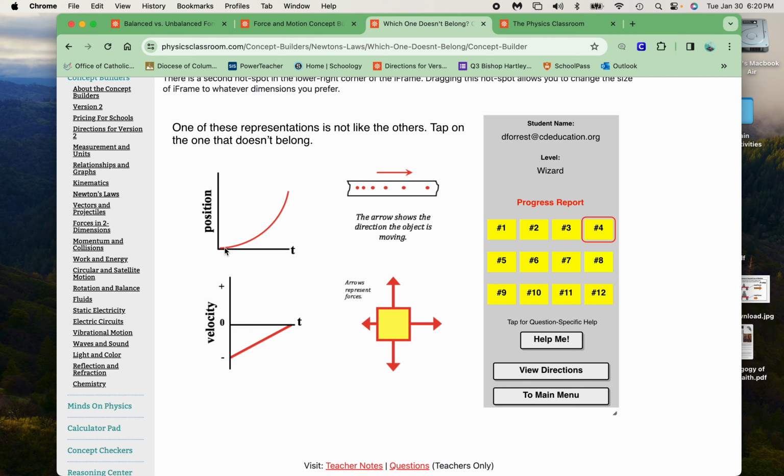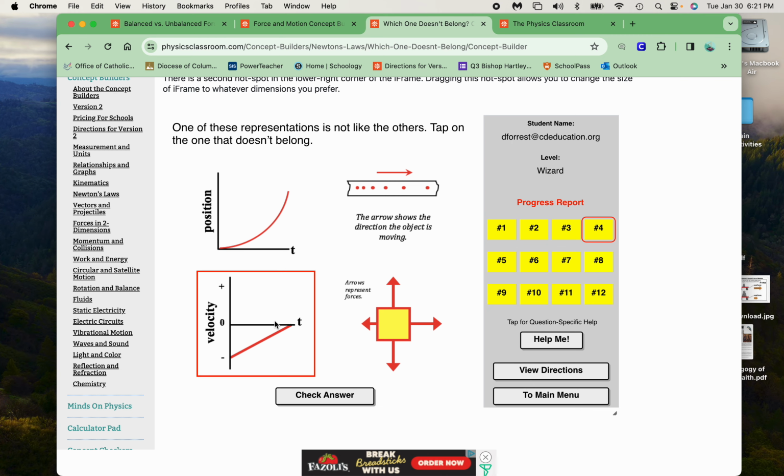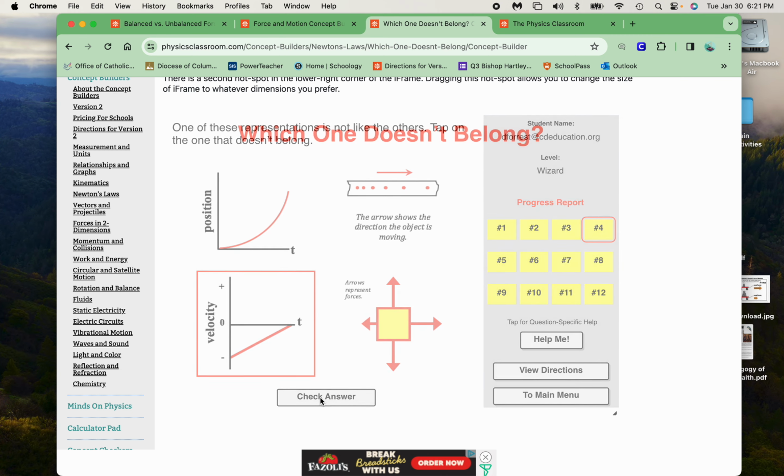So this shows an object moving in the positive direction and speeding up. This shows an object moving in the positive direction and speeding up. This shows an object with an unbalanced force pointing to the right. That's consistent with these two. This shows an object moving in the negative direction and slowing down, so that is not like the others.